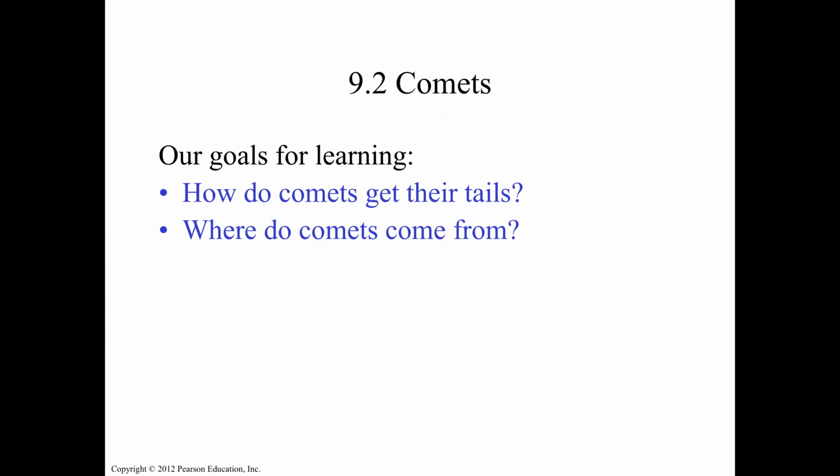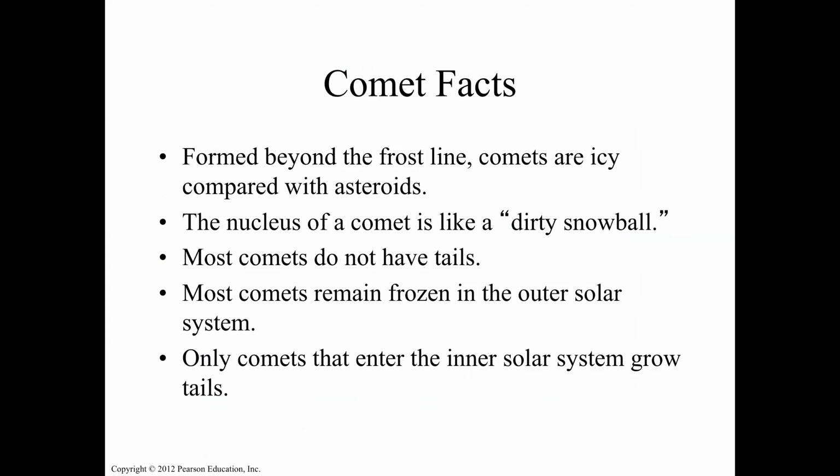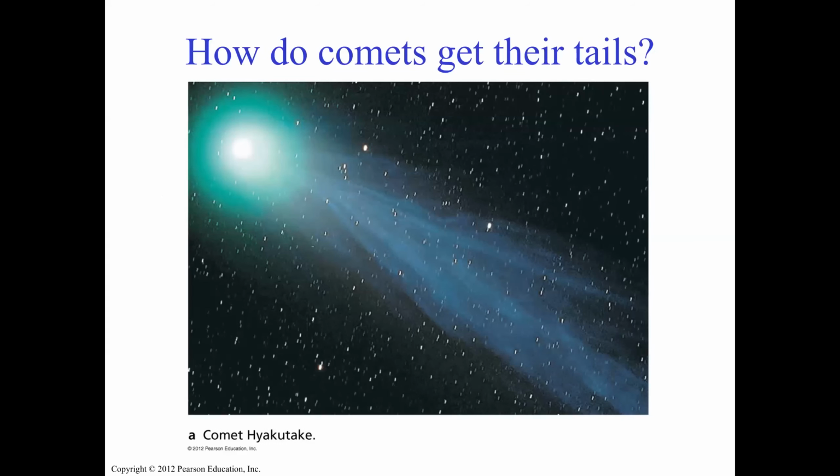Let's talk about comets, our goals of learning. How do comets get their tail and where do comets come from? So this is Comet Hyakutake. It was observed in 1997. I remember I was just a small kid looking through the sky. It was bright enough for weeks that you could see it in the night sky. I exactly remember this comet in 1997.